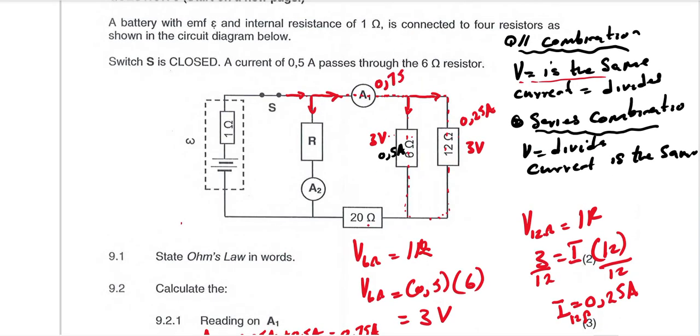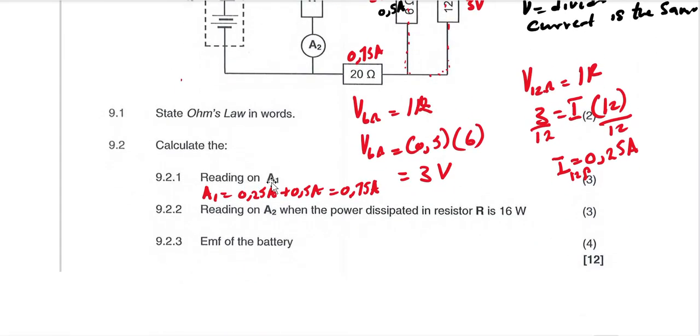So now here on A1, we know that we have 0.75 A. And here on the 20 ohm, we also have 0.75 A. Since I've explained that the current will split here at this point, it will also come here and combine. The current of the 6 and the current of the 12 will meet here at this point, and then it will be 0.75. Do you get me?